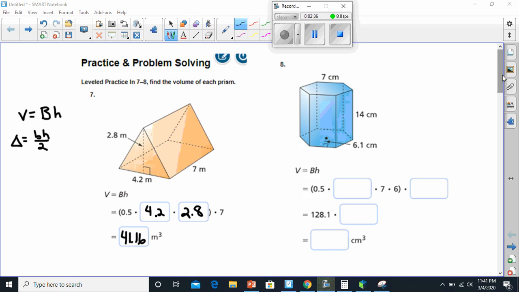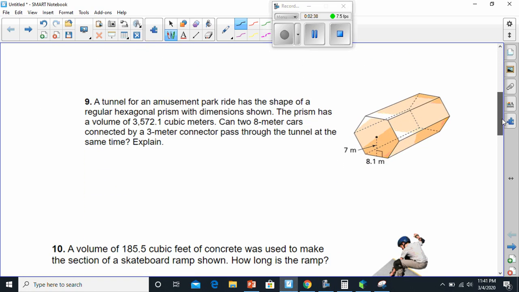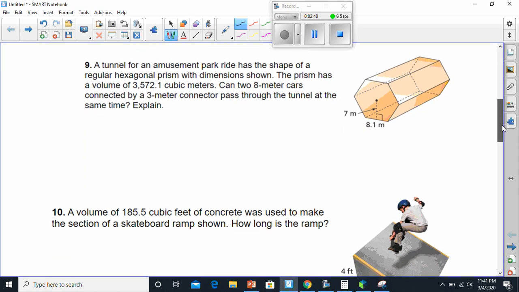So let's move to number 9. Number 9 says, a tunnel for the amusement park has a shape of a regular hexagonal prism. Hexagonal means it has 6 sides. With the dimensions shown, the prism has a volume of 3,572.1 cubic meters. Can 2 8-meter cars connected by a 3-meter connector pass through the tunnel at the same time?